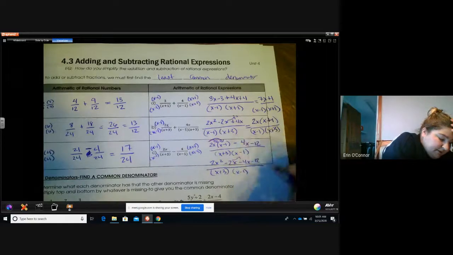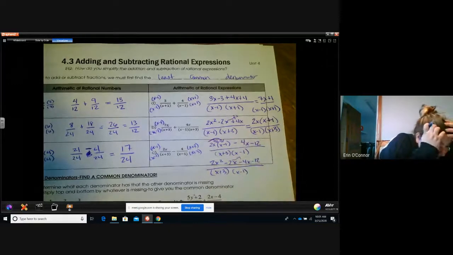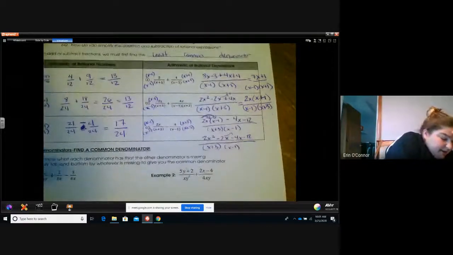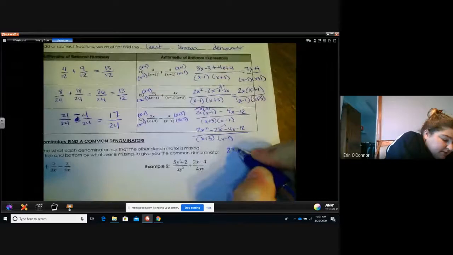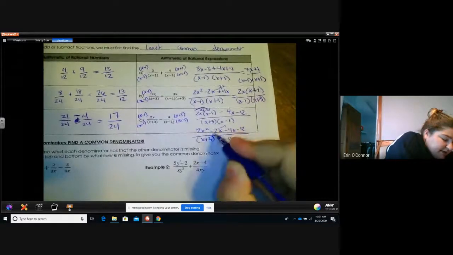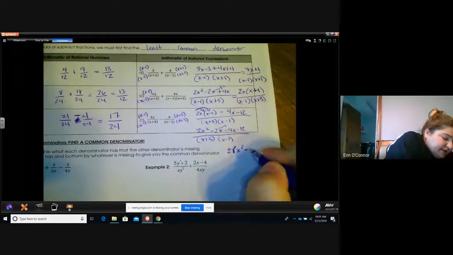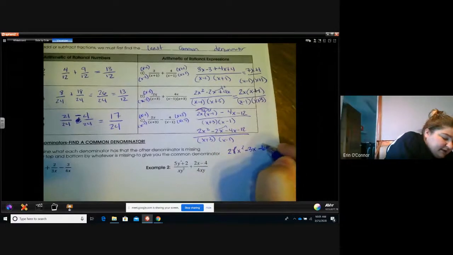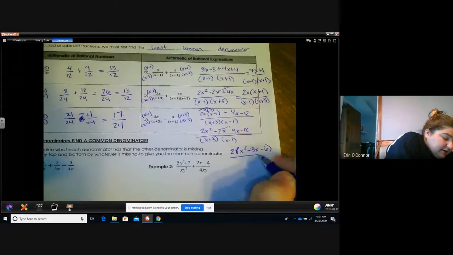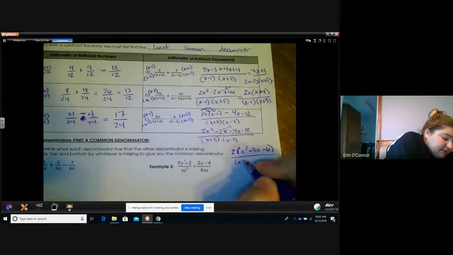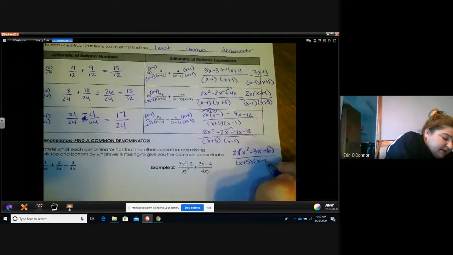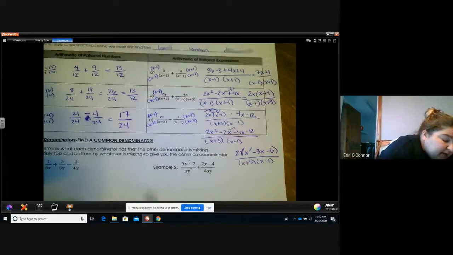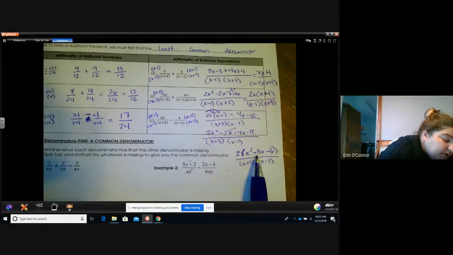Combine like terms and take out GCF at the same time, trying to reduce this. I would get 2 parentheses x squared, this becomes negative 6x, take out the 2, it's negative 3x. Negative 12, take out the 2, it's minus 6, all over x plus 3, x minus 1. I'm trying to see if this is factorable, and it's not, so we should be okay.